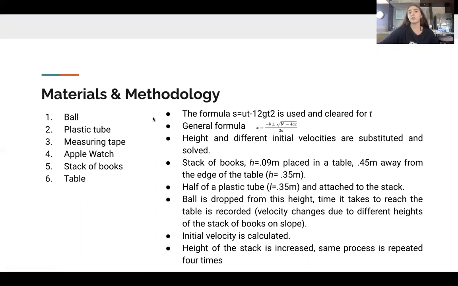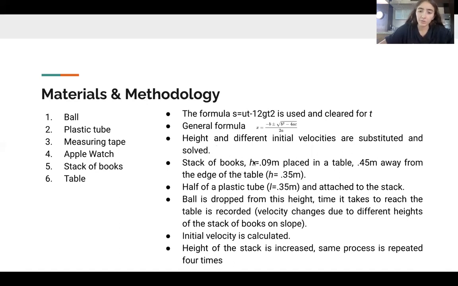And the methodology, well, I cleared this formula for x, and then with these times that I cleared for, with the different distances and all of that, I used the general formula to have the other results. I substituted the different heights and velocities to get the results.